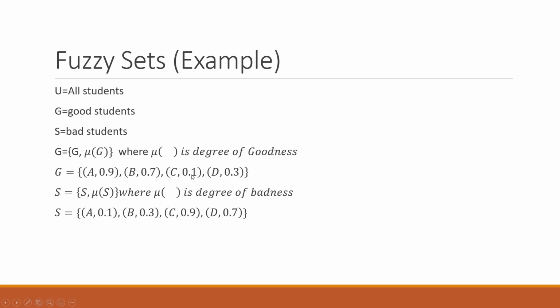Similarly, the degree of goodness is 0.1. It means it is close to 0. C is not a very good student. D has a membership function value of 0.03. So it is also better than 0.